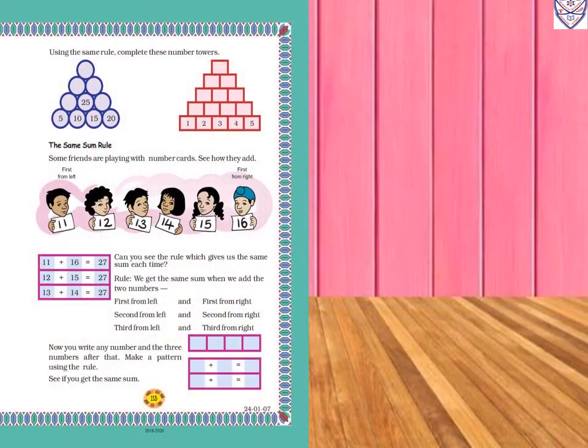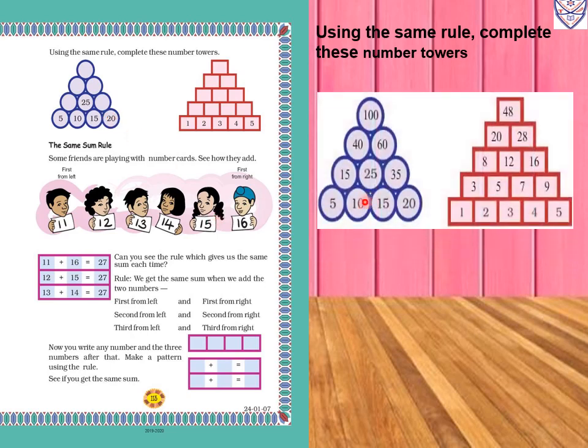Now page number 113, using the same rule complete this number tower. Here in the number tower we have to complete, the bottom step is given. So first 5, 10, 15, 20. First we will add these two: 5 plus 10 we will get 15. Then 10 plus 15 we will get 25. Then 15 plus 20 we will get 35.